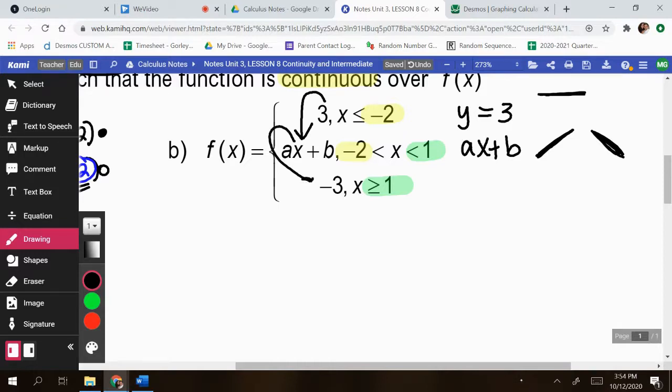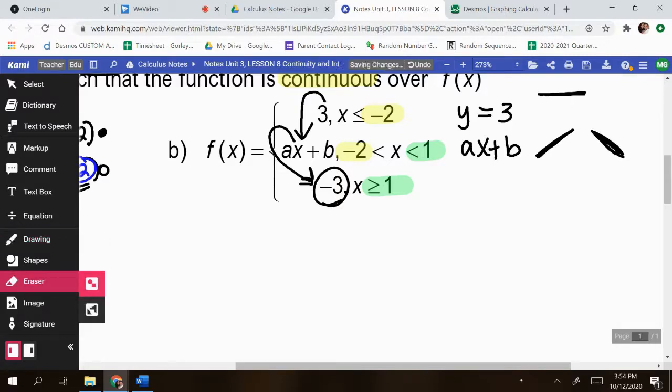The other spot where it could be discontinuous would be at 1, because that's where I make the transition from my linear graph, either this or this, to another constant function, which is going to be a horizontal line through y equals -3. All right, so we've got our 2 spots we need to keep a close eye on.